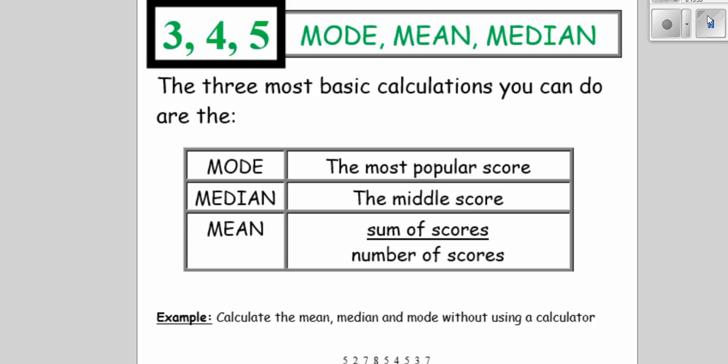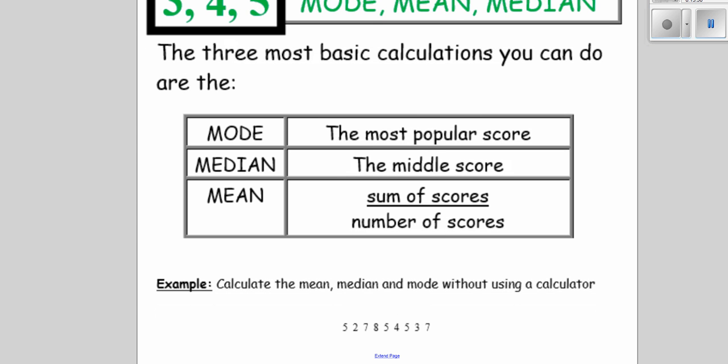Okay, here it is: mean, median, and mode. You know this probably inside and out, I'm sure. The 3 most basic calculations of central tendency. So different ways of measuring the center of the data. There's the mode, the median, and the mean. The mode is the most popular, the median is the middle, and the mean is the sum of scores divided by the number of scores.